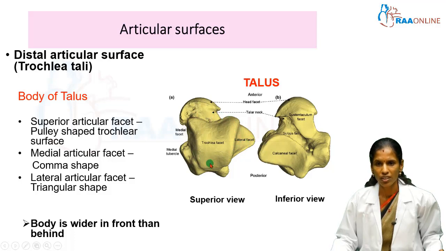So this is actually the right talus bone. This is a superior view and this is an inferior view. You can see the articular facet present on the inferior aspect which contributes to the subtalar joint. If you closely look at the body of the talus, on the anterior aspect it is wider when compared to the posterior aspect.